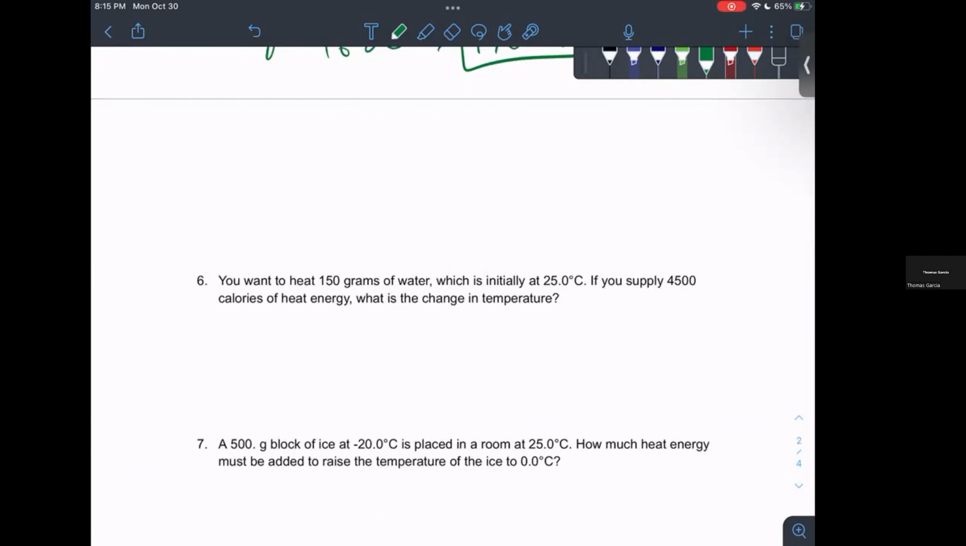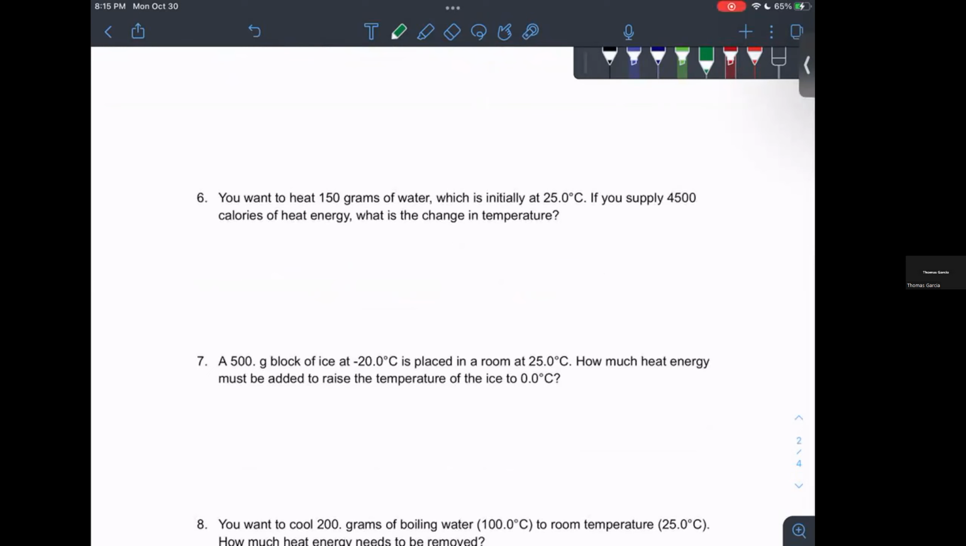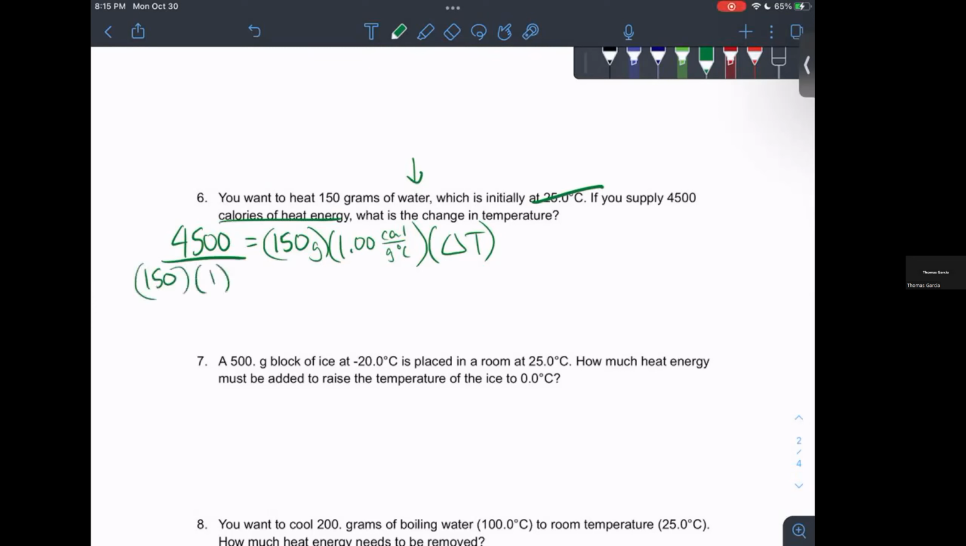All right, number six changes things up a little bit, and so we're going to have to be careful. You want to heat 150 grams of water. So our mass is 150 grams, which is initially at 25 degrees Celsius. If you supply 4,500 calories of heat energy, oh my goodness, we're given this one, 4,500. And this is water, which means our C is 1.00 calories gram degree Celsius. What is the change in temperature? Because we're asking for the change, not the final or the initial, this doesn't even matter. So we're going to divide 4,500 by 150 and 1. This will all cancel out. And when we do this, we can actually do this pretty easy. 450 divided by 15. Our change in temperature is 30 point degrees Celsius.